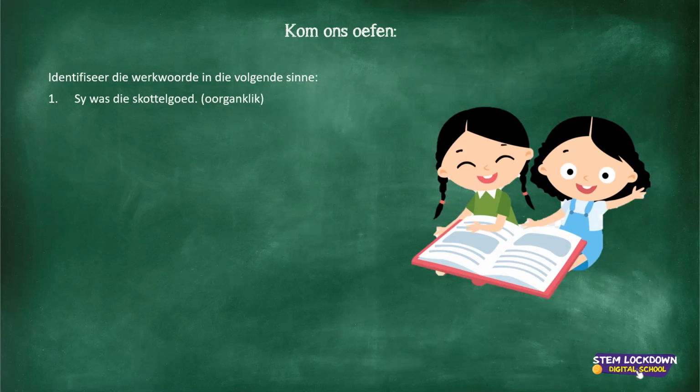It's very early on a Monday morning, I know. We have to try. Sy was die skottelgoed, she's washing the dishes. What is the oorganklike werkwoord in that sentence? Boele or Charlton, what do you guys say? You can chat to me quickly. Was, thank you, Charlton. The next one then.